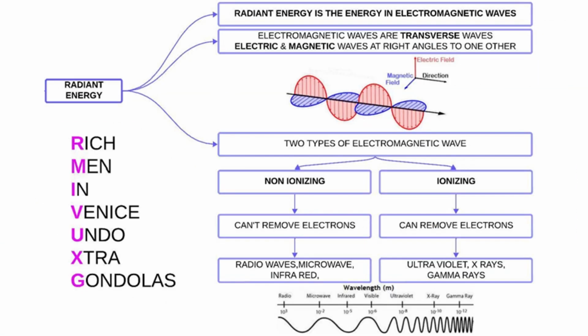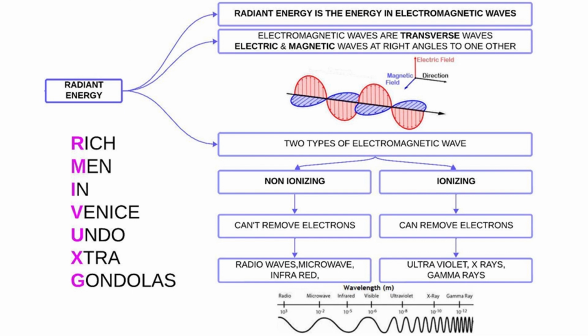Next is radiant energy, of which visible light was only one component. Radiant energy is the energy in electromagnetic waves. Electromagnetic waves are transverse waves. That means the electric and magnetic waves are at right angles to one another. And there are two types of electromagnetic wave: non-ionizing and ionizing. Non-ionizing can't remove electrons. It can only heat things up. And these are radio waves, microwaves, and infrared waves. Ionizing radiation can remove electrons. By removing electrons, it forms ions. Hence, it's ionizing. And this is ultraviolet light, X-rays, and gamma rays.